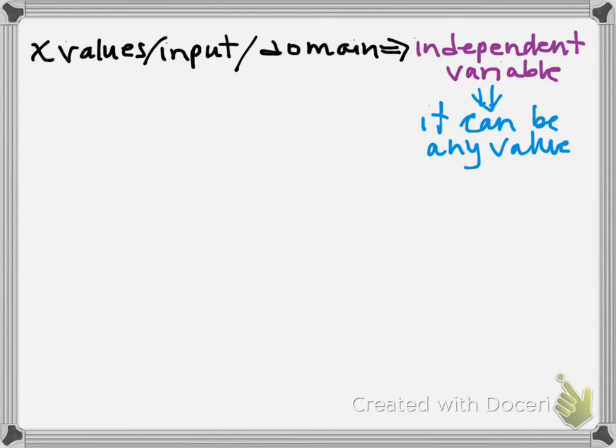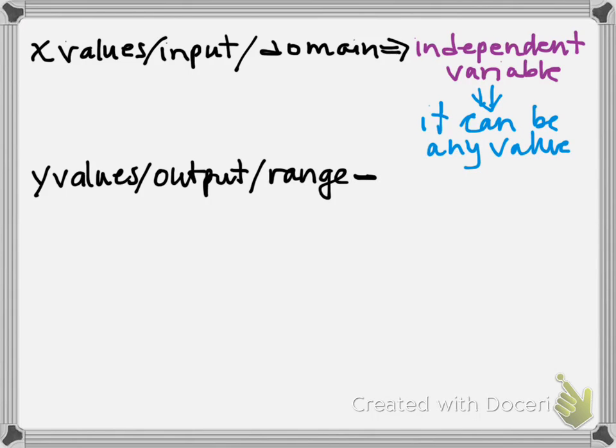Now, the y values, which are also called the output, which are also called the range, they're not independent. They're not whatever I pick them to be. They are the result of sticking an x value into the function rule and cranking out a number. Okay? So they're the result of doing math. So they're called the dependent variable.